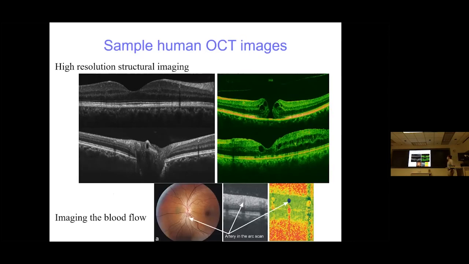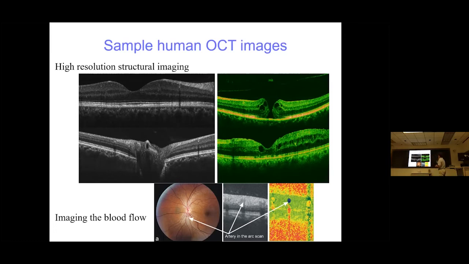So here I'll show you some examples of the images we took with the instrument developed by my lab. On the top left, these are cross-sectional, high-resolution images of a normal human retina. There you can see a kind of dented area. That's called the fovea, the center of our vision. Now with optics, you can see all the different cell layers in really high detail.